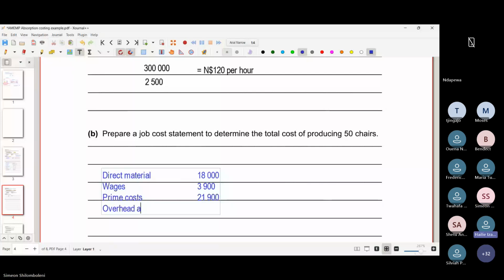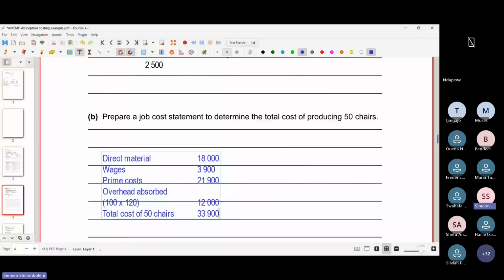We must multiply the 100 hours that we worked times 120, and then we get 12,000. Then how much is the total cost of these 50 chairs? 33,900. Yes, then that is done. It's already done like that, unless the question says also include profit, then you add. That question is done. We move to the next one.